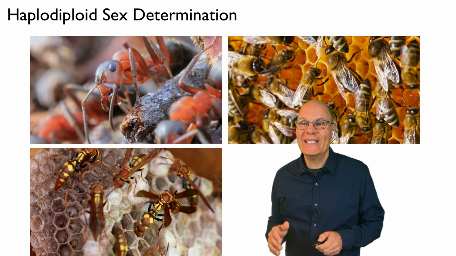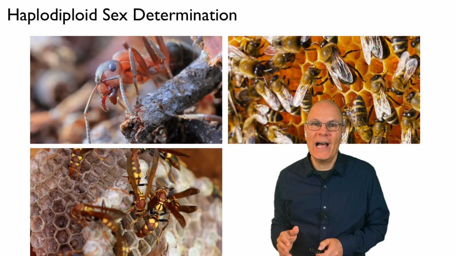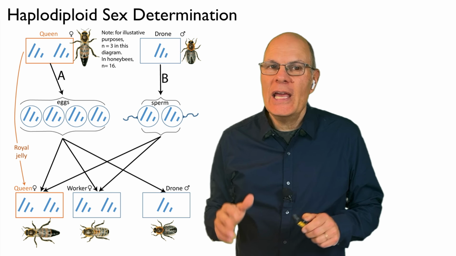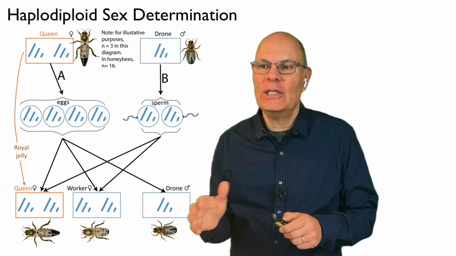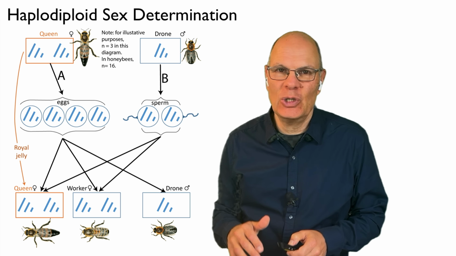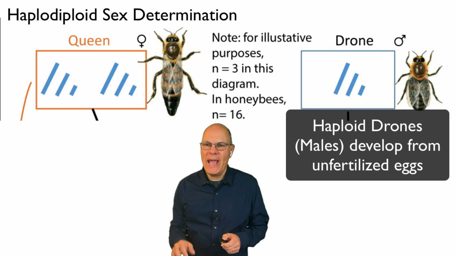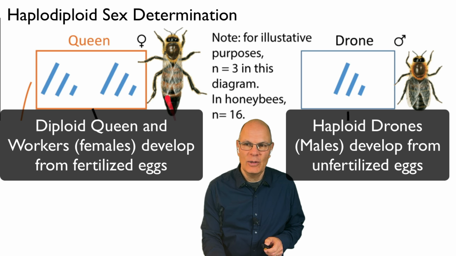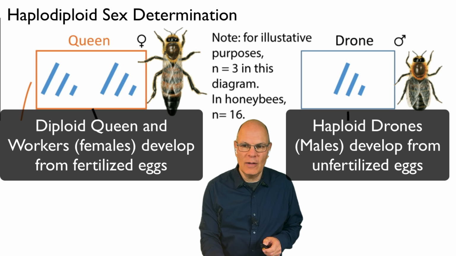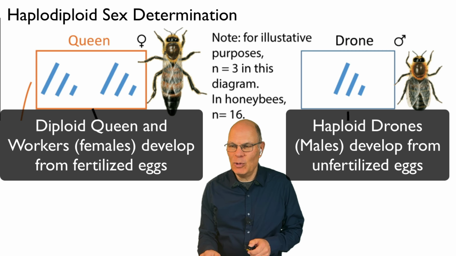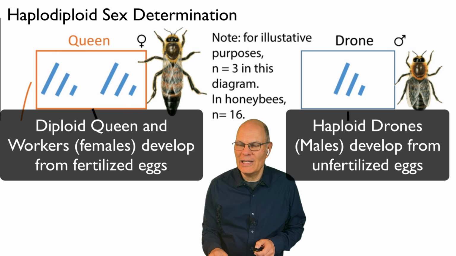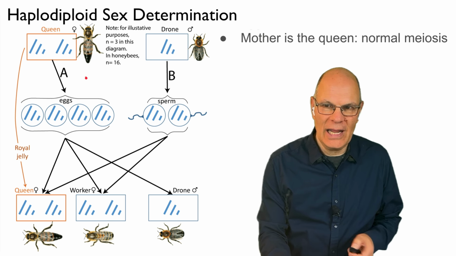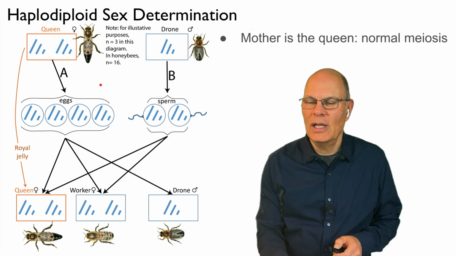How is sex determined in ants, bees, and wasps? This is completely mind-blowing. It's a system that's called haplodiploid sex determination, or haplodiploidy. The males are haploid. They develop from unfertilized eggs. So here's a male here, haploid. The females, which includes the queen and all of the workers, they're all diploid, and they develop from fertilized eggs. So the mother in a bee colony, just to use that example, is the queen.